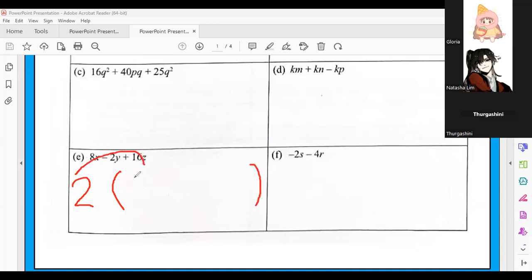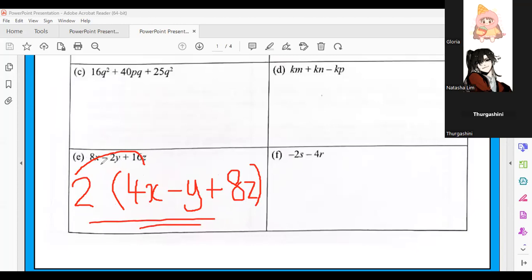So 2 will have to multiply inside, and this will have to be 4x. And this will just have to be y. And this will have to be 8z. Do you see that? Can you see? I only factor out the 2. Sometimes I can factor out an alphabet, an unknown. Sometimes I can only factor out a number.